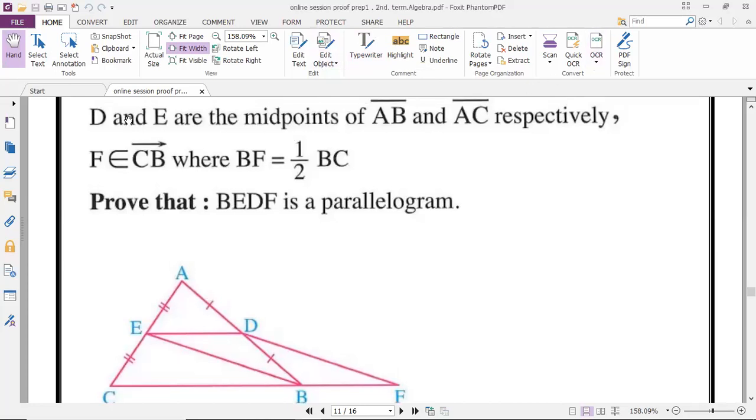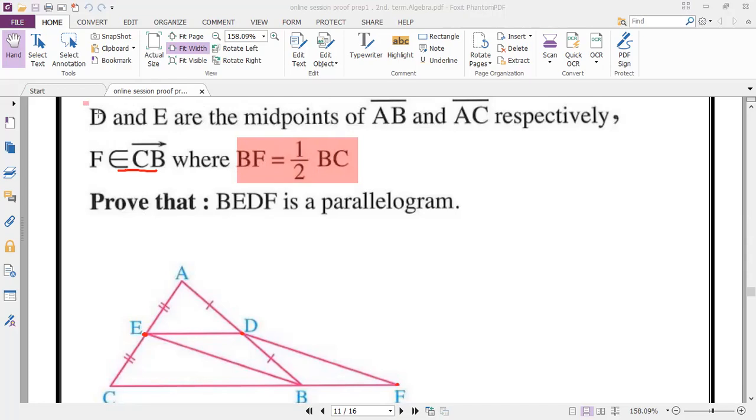Here in this example, D and E are the midpoints of AB and AC respectively. Look here, E is the midpoint of AC, and D is the midpoint of AB. And F belongs to CB ray, in the direction of CB. Okay. And we have a given here, BF is half BC.